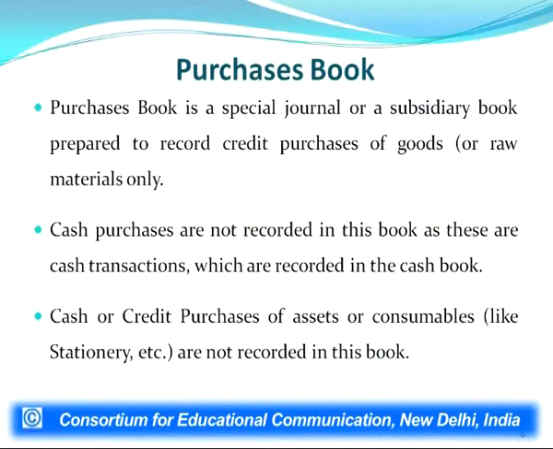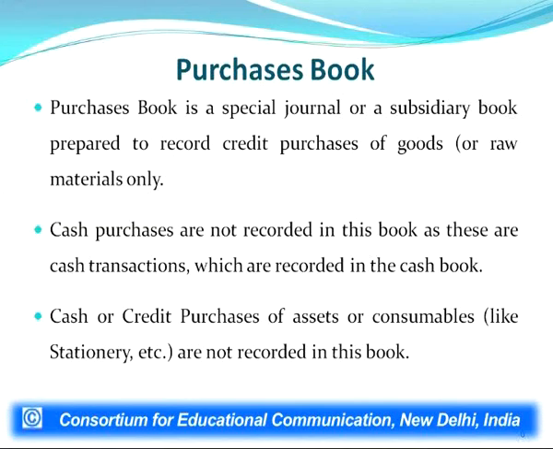So we start from the purchase book. Purchase book is a special journal or a subsidiary book which is prepared to record credit purchases of goods or raw materials, and it should be noted that cash purchases are not recorded in this book, because cash purchases are part of cash transactions. So they are recorded in the cash book.